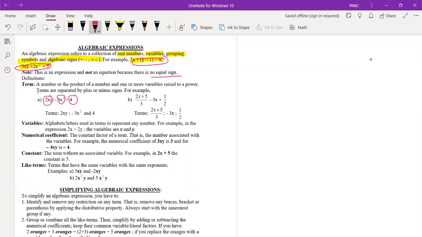Because this is made up of 2 times x times y, and this is 3 times x squared, and this is just a number that's called a constant. And they are separated by minus and plus symbols. So this is an algebraic expression, right? So these are the terms.